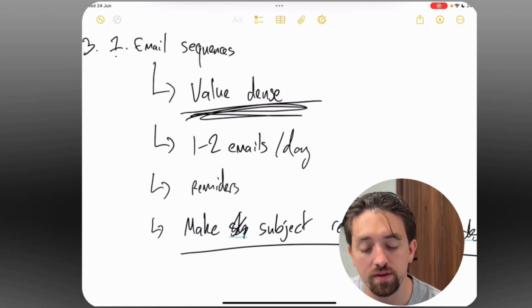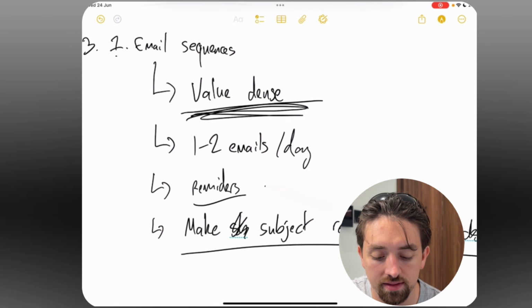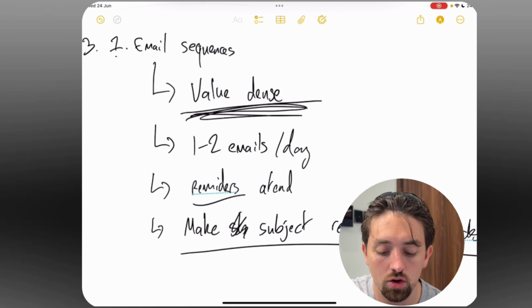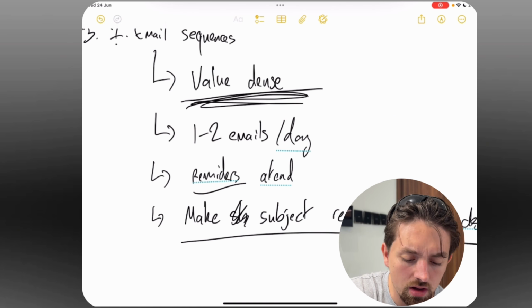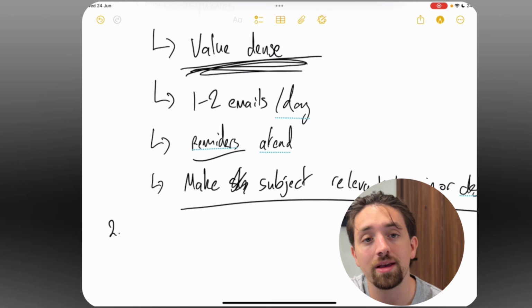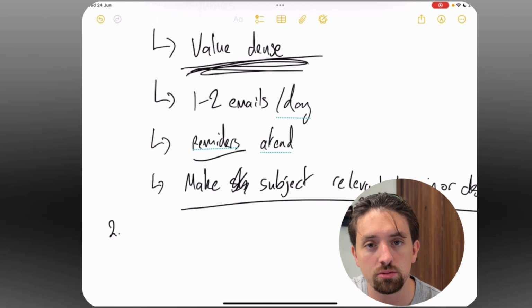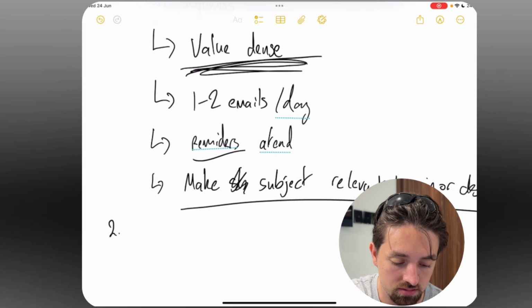All right, so that's the email sequences: 1 to 2 emails per day. Value dense, you have to lead with value all the time. Reminders come at the end, and then make the subject line relevant to what it is they are signing up for.